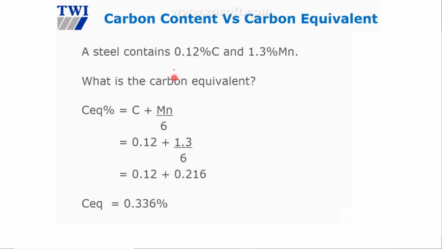For example, the percentage of manganese or carbon you can refer to in the material certificate, sometimes called MILCER. From there, you can start to calculate. For carbon we have 0.12% and manganese is 1.3%. So 0.12 carbon plus 1.3 divided by 6 for manganese. As a result, we get carbon equivalent 0.336%.